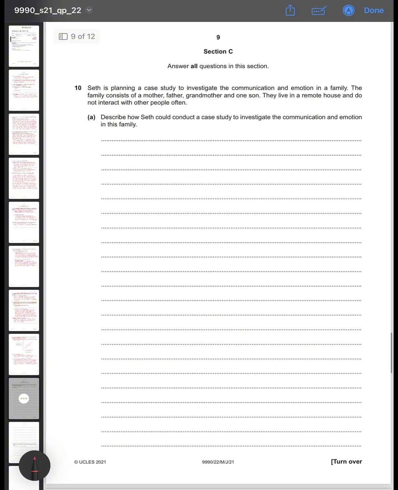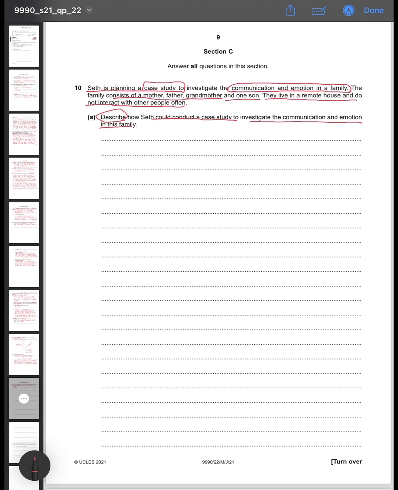Now part C, question number 10 says Seth is planning a case study to investigate the communication and emotions in a family. The family consists of a mother, father, grandmother, and one son. They live in a remote house and do not interact with other people often. Describe how Seth could conduct a case study to investigate the communication and emotion in this family.